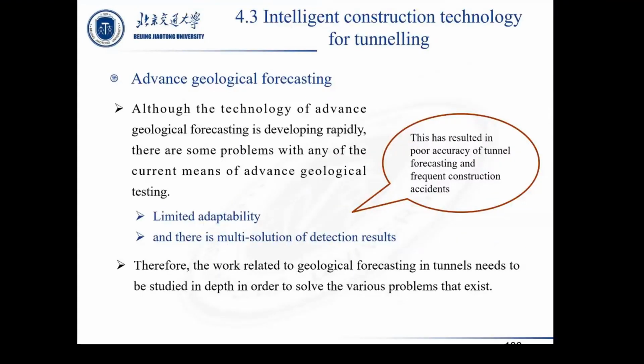Although advanced geological forecasting technology is developing rapidly, there are some problems with current advanced geological detection methods, such as limited accuracy and the existence of multiple solutions to the detection result, which has resulted in lower quality of advanced tunnel forecasting work and the frequent occurrence of tunnel accidents.